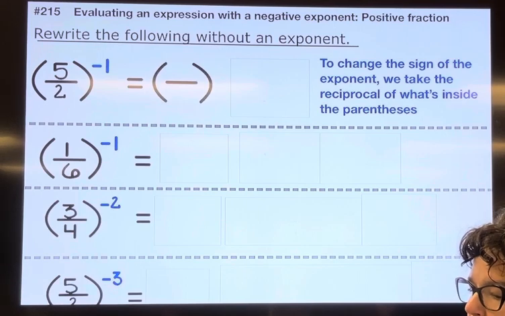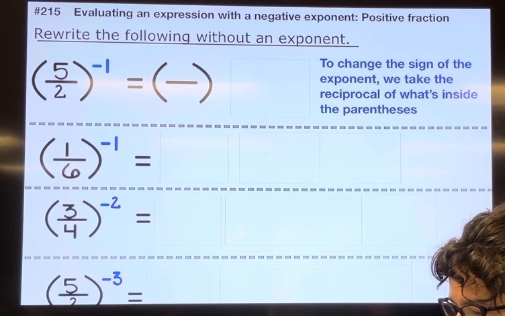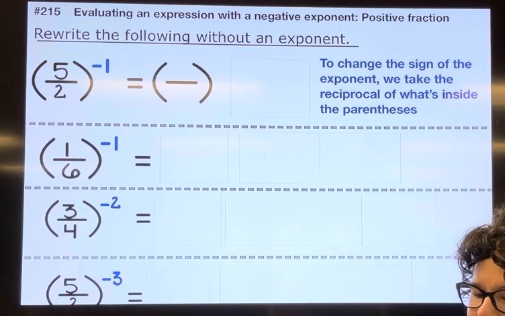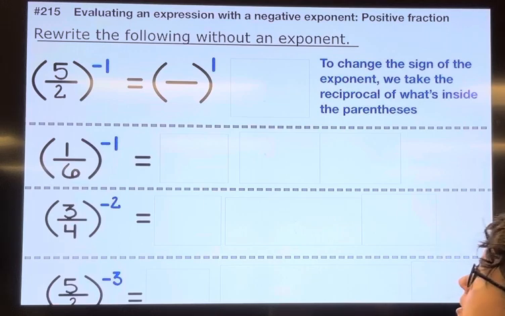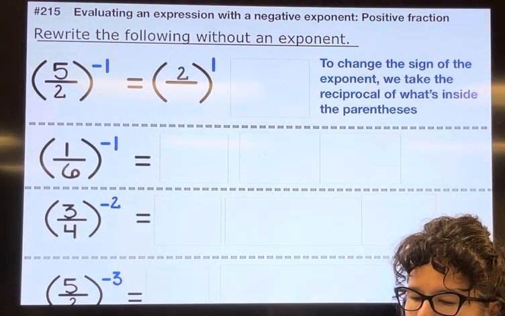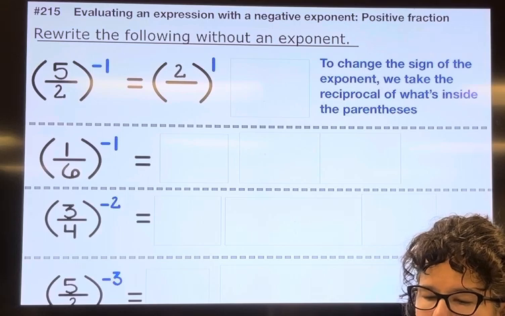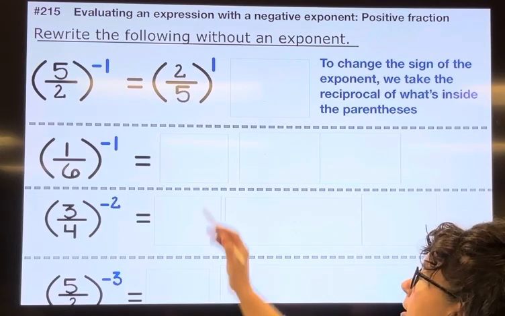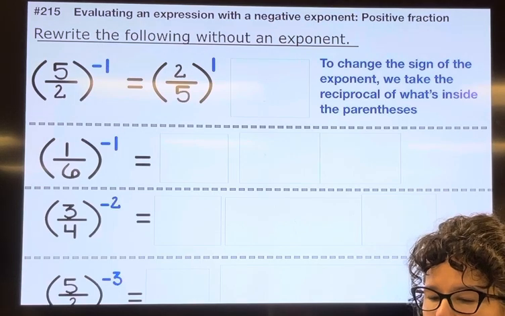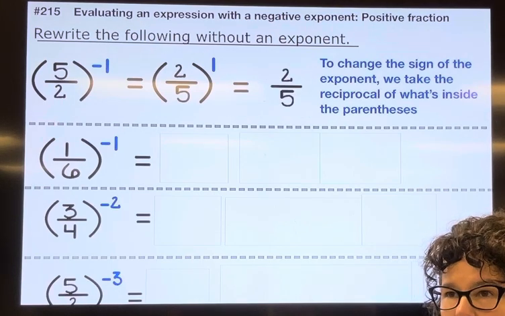All right, so I'm going to change this. I found this on the web. Oh my. I'm going to change this to the positive 1. And when I do that, we need to take the reciprocal. And so then 2/5 to the 1, anything to the power of 1 is itself.